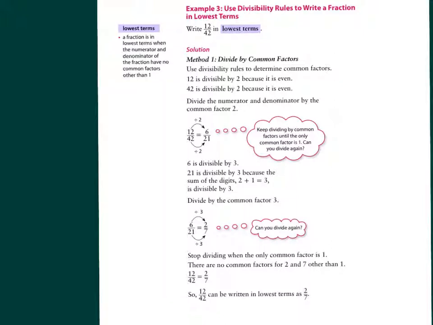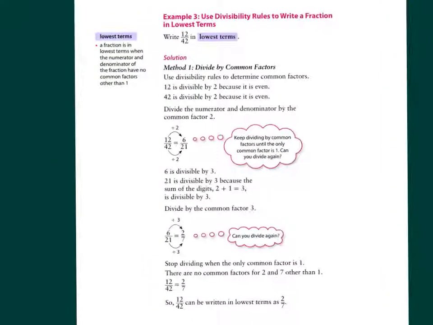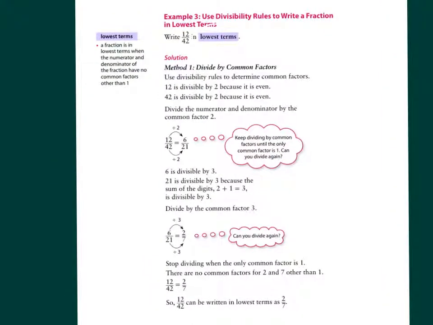Okay, grade 7s, we're going to look at example 3 on page 204, where we're asked to reduce 12 over 42 to lowest terms. The first applicable rule for 12 and 42 is that it's an even number. So because they're both even, they're divisible by 2. So that's exactly what they do. They take 12 and 42 and they divide both the top and the bottom by 2, and the new fraction is 6 over 21.